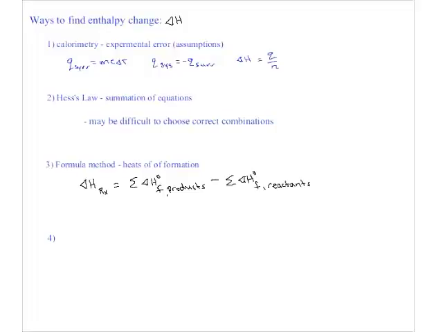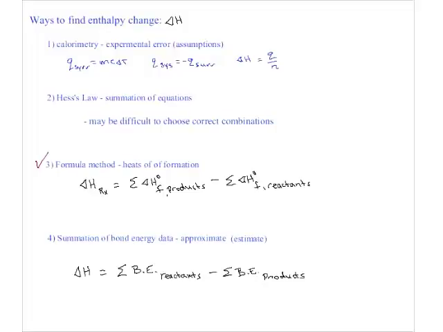The other way, of course, formula method, heats of formation. These guys are based on heats of formation tables. They're accurate values. They're the accepted values that the scientific community would use to try and find heats of reaction. This would be the value that you would compare every other one of these measurements to. So this guy here is definitely the best way, the most accurate way to find your heat of reaction or your enthalpy. And finally, the fourth way, of course, was bond energy. And this guy, of course, is only approximate, so it's going to be an estimate. All right, so this would be the most accurate.